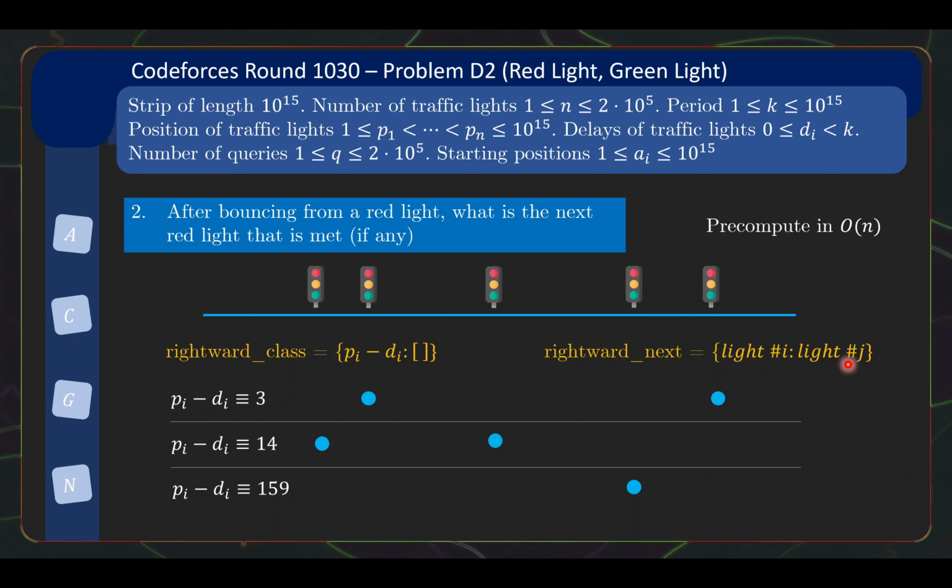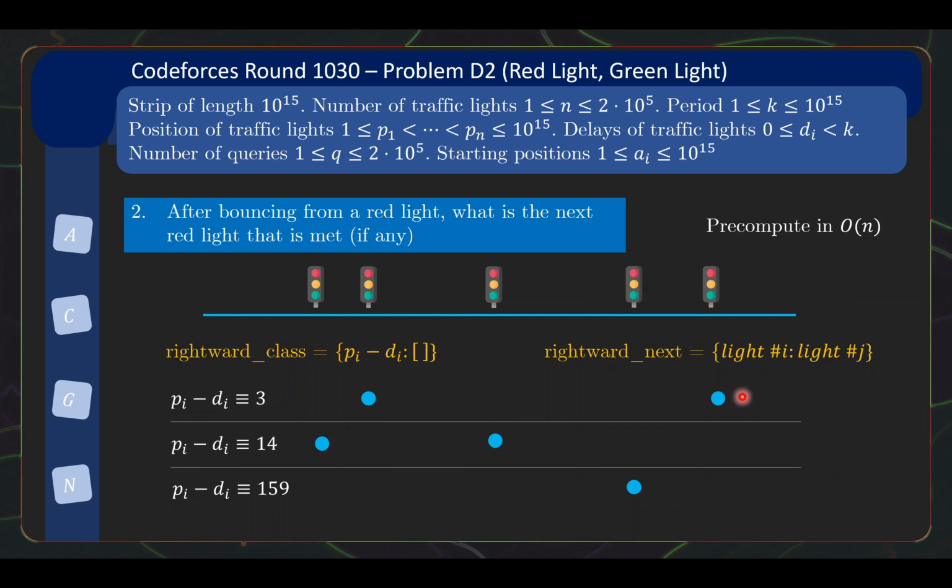And again, this can be computed in order n. In fact, you can do this while creating the rightward class, because whenever you insert a new traffic light, let's say this one, into its class, you just need to check: is there an existing traffic light in the class? If so, look at the last one that has been inserted.